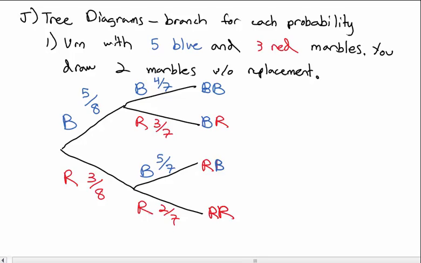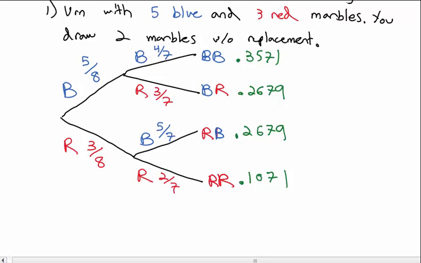And what's nice about these charts is the probabilities are easy to calculate because we multiply probabilities down the branch. This is an AND. We've already calculated the given probabilities. So on top, 5/8 times 4/7, the probability of blue-blue is 0.3571. Or 5/8 times 3/7, the probability of blue-red is 0.2679. Red-blue, 3/8 times 5/7 is also 0.2679. Doesn't always work that way, but that's kind of neat. 3/8 times 2/7, the probability of red-red is 0.1071. Now we've got all of our probabilities.